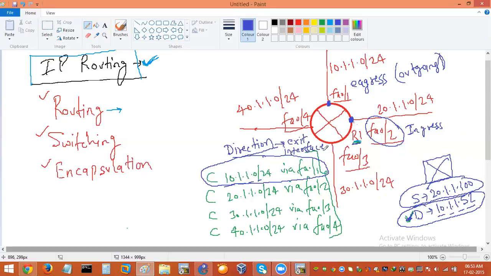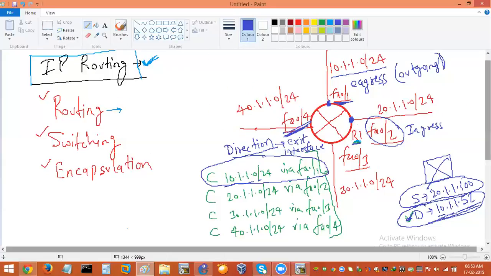Exit interface, right? So until you have the exit interface, guys, if this router by mistake forwards this packet on FA0/4, will the packet ever reach 10.1.1.52? Never. If this router forwards the packet on FA0/3, never. That packet should be forwarded out of the FA0/1 interface, because that's the interface going towards the direction of 10.1.1.something. There it can find its network of 10.1.